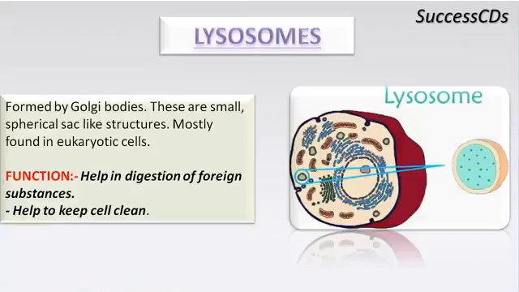Now what happens if the cell is damaged or ruptured? These lysosomes burst and the digestive enzymes present inside these destroy their own cell or they eat their own cell. Main function is digestion of foreign substances and they help to keep the cell clean. And sometimes they are called the suicidal bags of the cells.